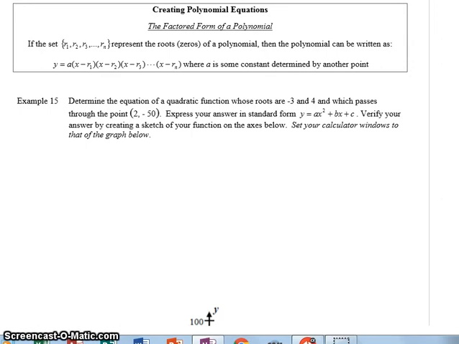This is Unit 7, Day 3. All right, creating polynomial equations. So there's some key terms here that you guys have to pay attention to.